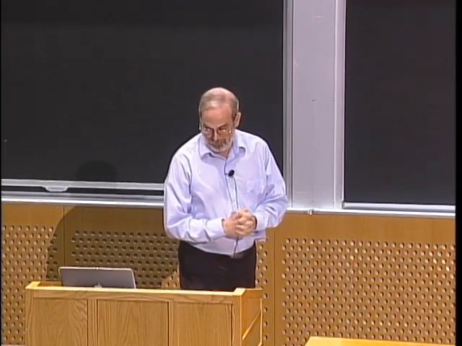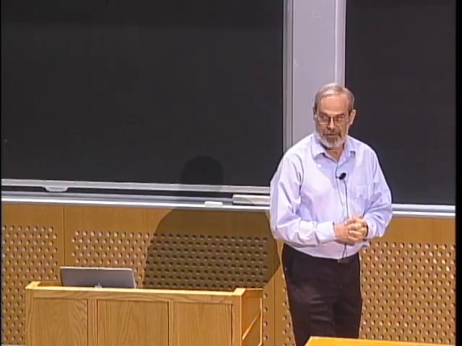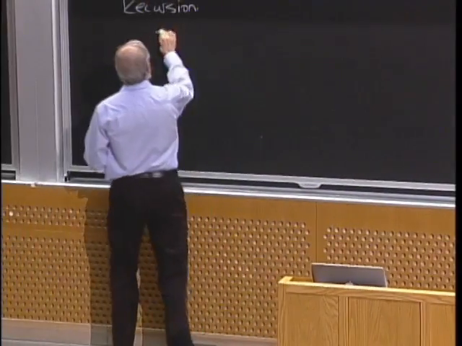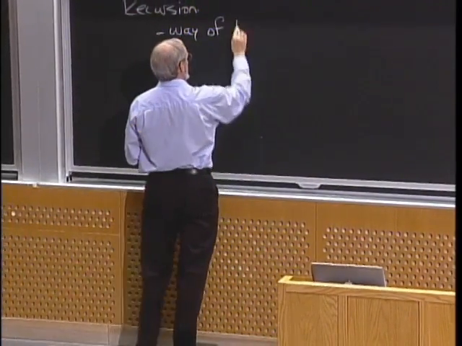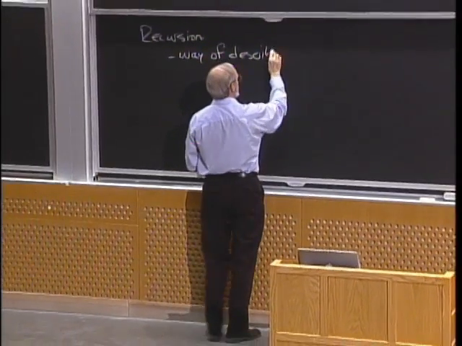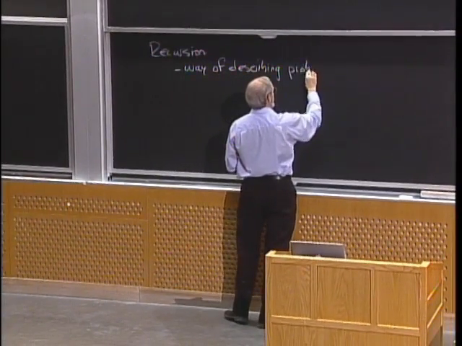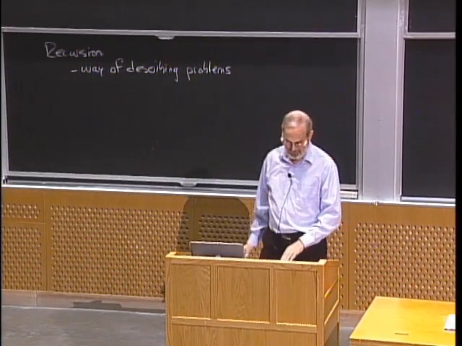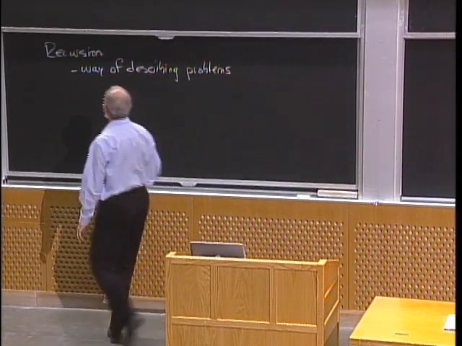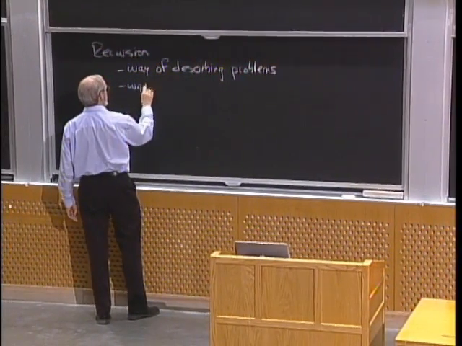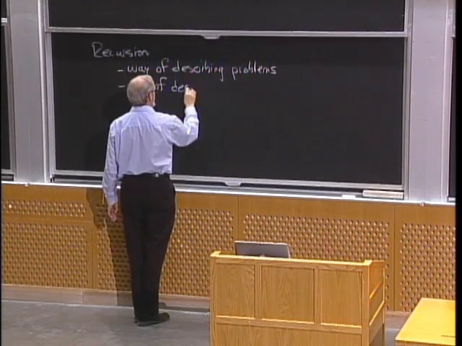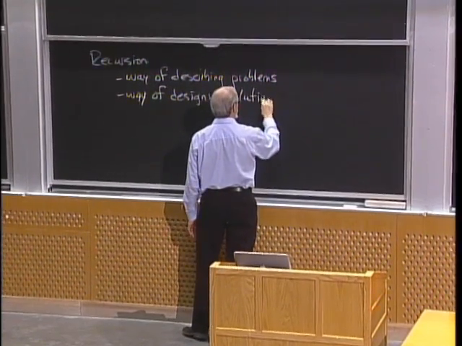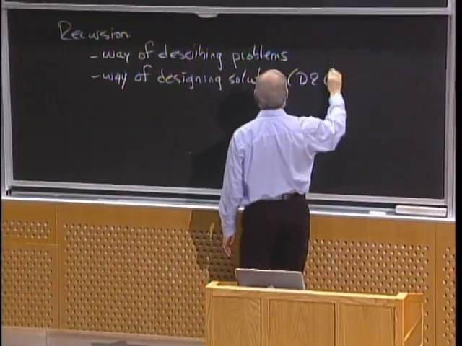Now, it gets used not just as a programming technique, it gets used two other ways in computer science, and we're going to talk about both. It's both a way of describing or defining problems, so it's a way of characterizing a problem independent of how we might implement it, and it is a way of designing solutions. So an example of divide and conquer.